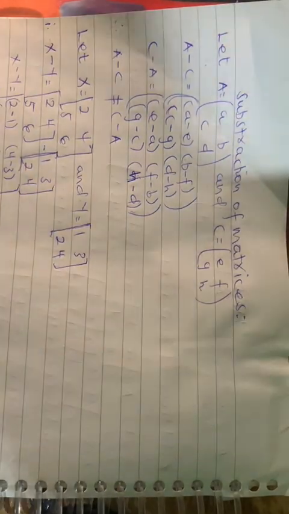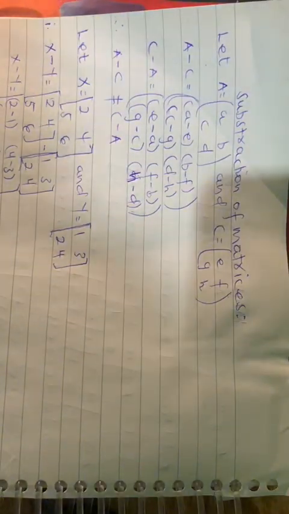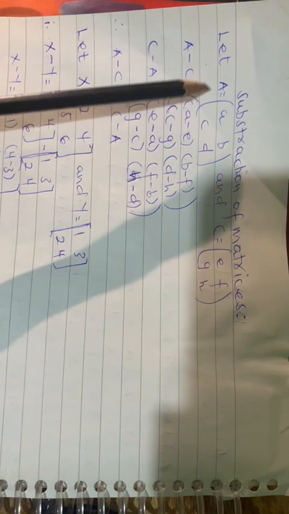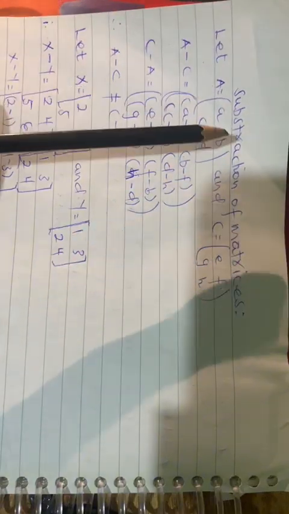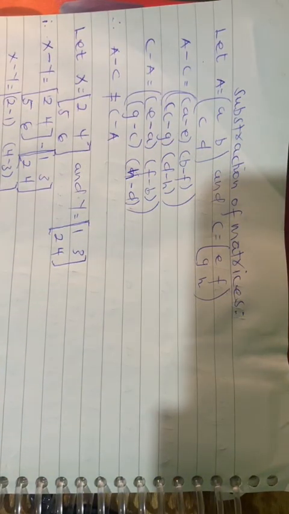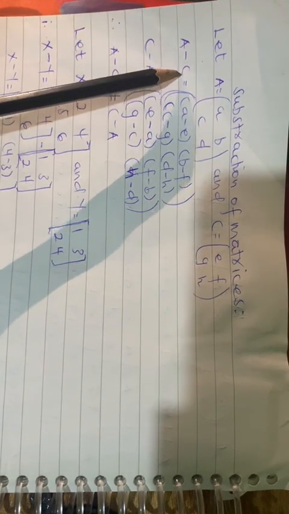Now we are talking about subtraction of matrices. It's the same thing as the addition. We subtract corresponding components. You get it? So if you have this matrix A, which is A, B, C, D, matrix C, which is E, F, G, H, and you are being asked to calculate A minus C.